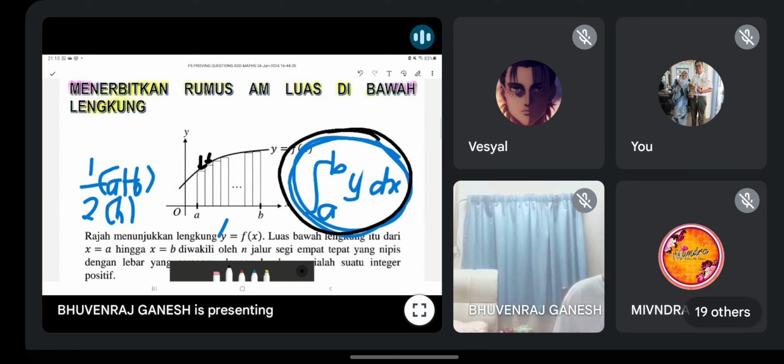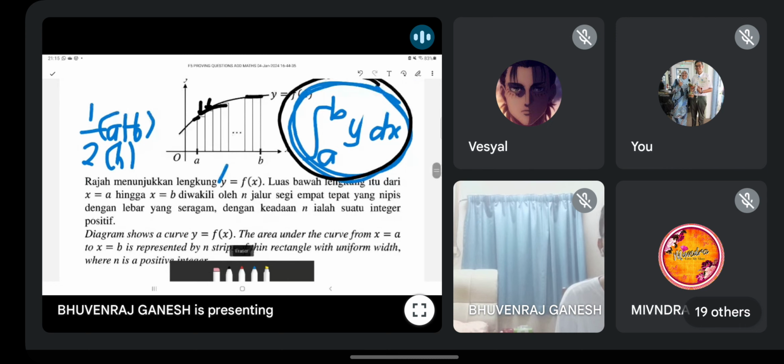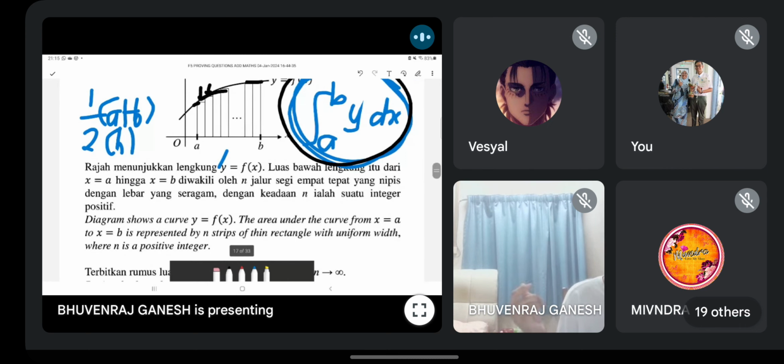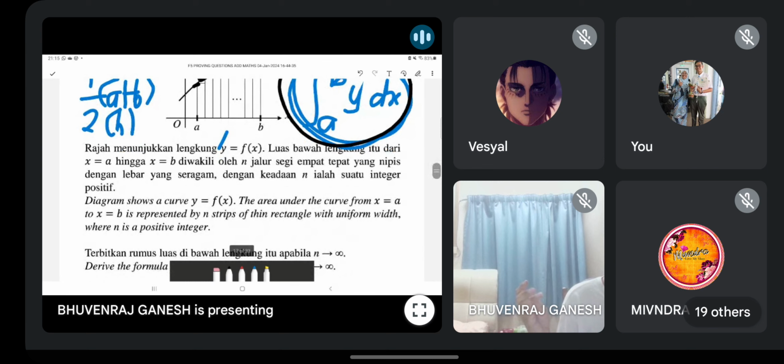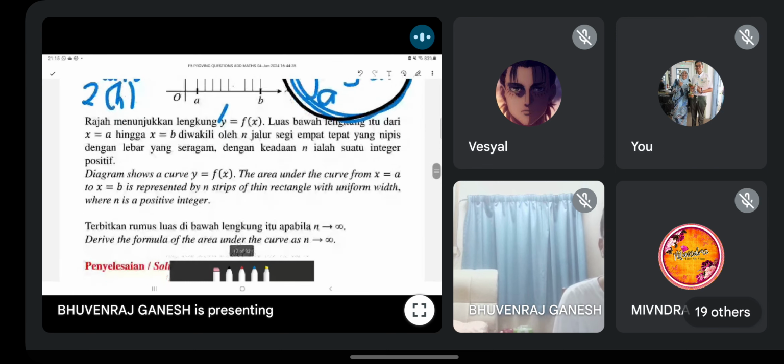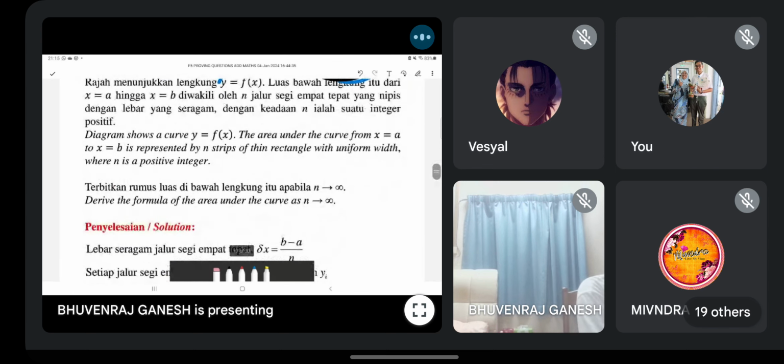Kita tak boleh guna luas segi empat tepat because integration can give a more accurate answer for the area under the curve. Okay, because you can see that there is a bit of empty space over here by using rectangle area. You won't get the exact answer. It's just an estimate only. Okay, hanya sekadar anggapan. What is estimate? Estimate is jangkaan. Okay, jangkaan. So yeah.